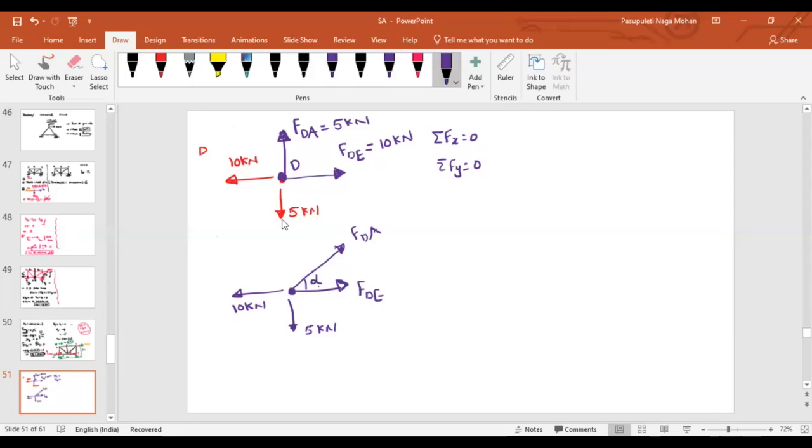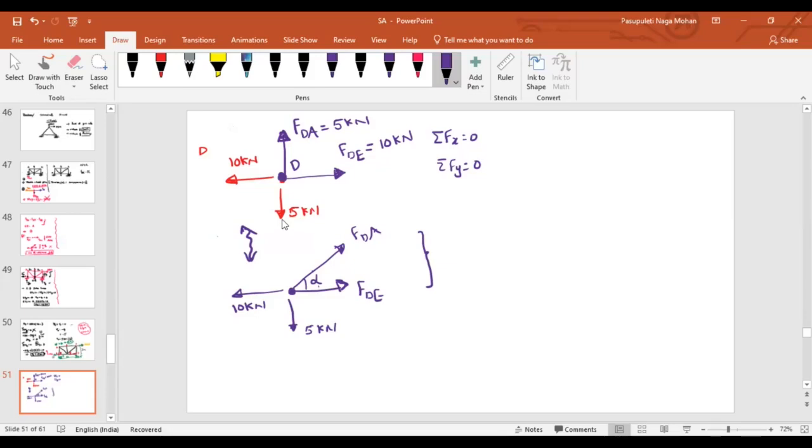Now first of all tell me what is the difference between these two cases. In the first case there won't be any incline. That means in the first case, all the forces are perfectly oriented along the X and Y direction. That means we can directly find out the magnitude of FDA and the magnitude of FDE. But in this case, because of which component are we having the problem? FDA, the inclined force. Why? Because it is an inclined force, isn't it? Yes, sir.